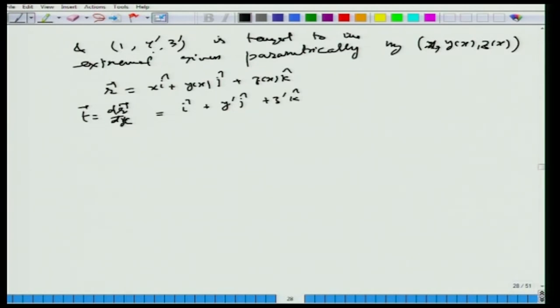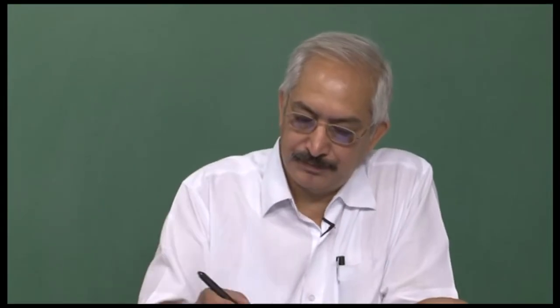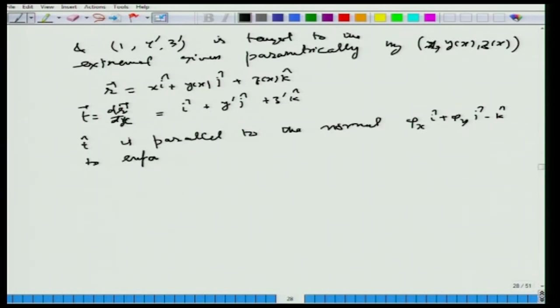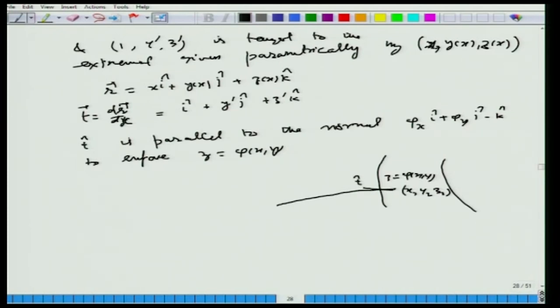So, this is what is tangent to the extremal, and here what it says is that this tangent T is parallel to the normal, that is phi_x i plus phi_y j minus k, to the surface z equal to phi(x, y). So, here this is the surface that is given by z equal to phi(x, y), and at this point x2, y2 and z2, this extremal is such that this tangent at this point is actually parallel to the normal. So, they are in the same direction, T as well as this N, which is the normal to the surface.